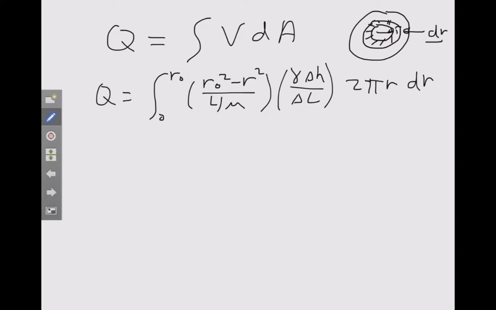So that's our element of area that we're going to integrate over. And this is actually a pretty complicated integral, and I'm just going to write it all out here as quickly as I can. We pull out a bunch of stuff out front. We've got 2 pi, 1 over 4 mu, and the gamma delta H delta L's all come forward.